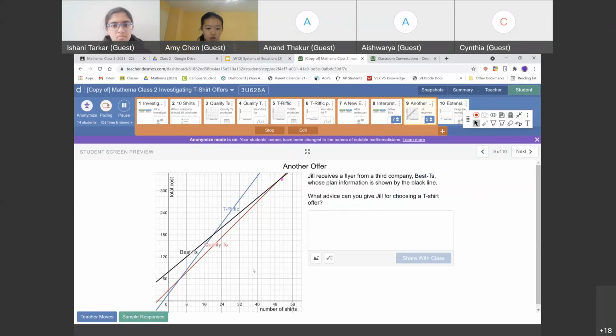So in other words, which company should she buy the t-shirts from and for which number of t-shirts? And as a hint, look at the intersection points. That might help.